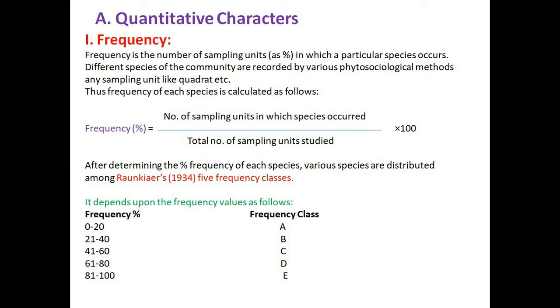And when Raunkiaer studied, he concluded 5 frequency classes. These are the different frequency classes A, B, C, D, E. On his extensive study, he concluded that A is greater than B, B is greater than C, C is equal to, greater or lower than D, and D is always lower than E.